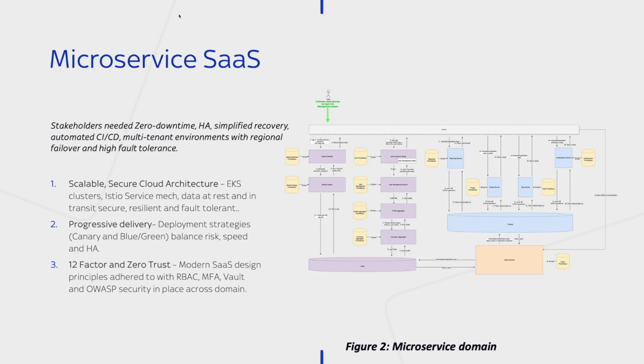Secondly, we apply a progressive delivery model. Canary deployments are used to verify small batches of traffic before full rollout, while blue-green deployments handle critical components like the authentication and user management aspects of the domain, ensuring zero downtime rollbacks. Quite crucial for sensitive apps like that, which can have mass disruption if things go wrong. These approaches balance risk, speed, and availability.